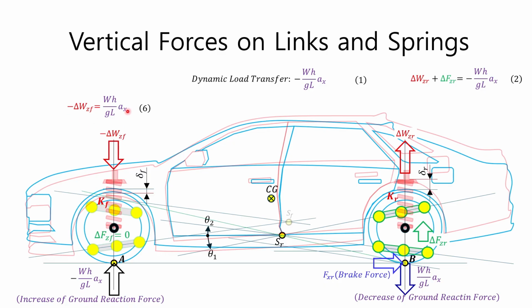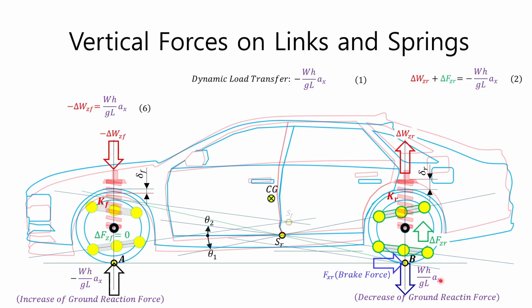Since the acceleration, AX, has a negative value, the vertical dynamic load acting on the front spring, minus delta WZF, has a negative value and acts vertically downward to compress the front spring. Once the amount of the braking deceleration is determined, the amount of the vertical dynamic load transmitted is determined, and the ground reaction force at the front wheels increases by the amount of the vertical dynamic load transmitted, while the ground reaction force at the rear wheels decreases by the amount of the vertical dynamic load transmitted.